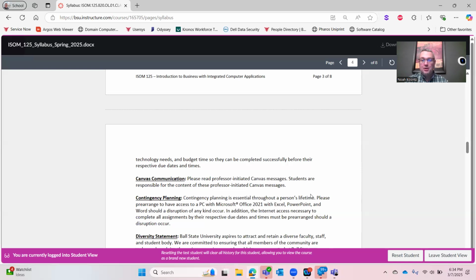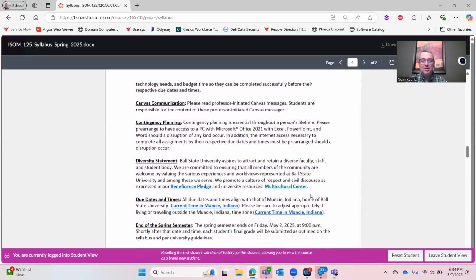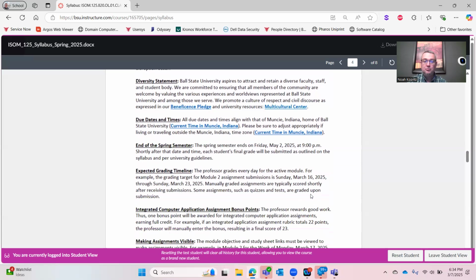Canvas communication. Please read professor-initiated Canvas messages. Students are responsible for the content of these messages. Contingency planning. This is essential throughout a person's lifetime. Please prearrange to have access to a PC with Microsoft Office 2021 with Excel, PowerPoint, and Word should a disruption of any kind occur. In addition, internet access is going to be necessary to complete all assignments, as we've talked about earlier, by the respective due dates and times, and these need to be prearranged should a disruption occur.